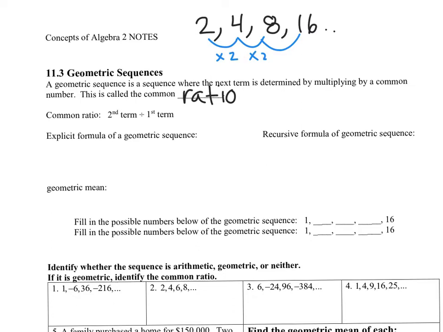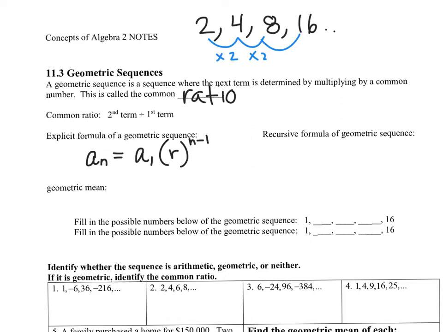The explicit formula for a geometric sequence is a sub n. So to find the nth term, you're going to take your first term, which is a sub 1, multiply it by the common ratio taken to the n minus 1 power. So this whole n minus 1 is an exponent. The r I put in parentheses because if r is negative and your exponent is positive, it's going to make a difference. So I just put r in parentheses.